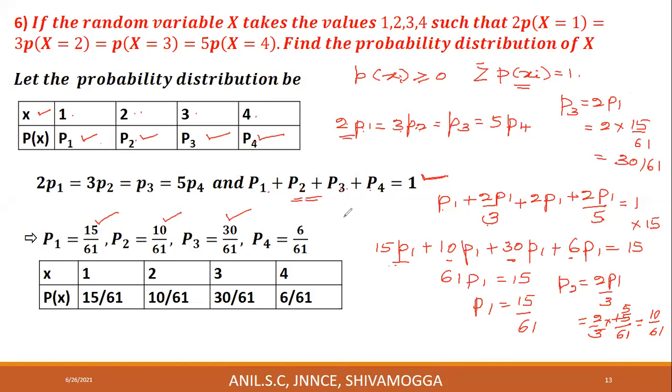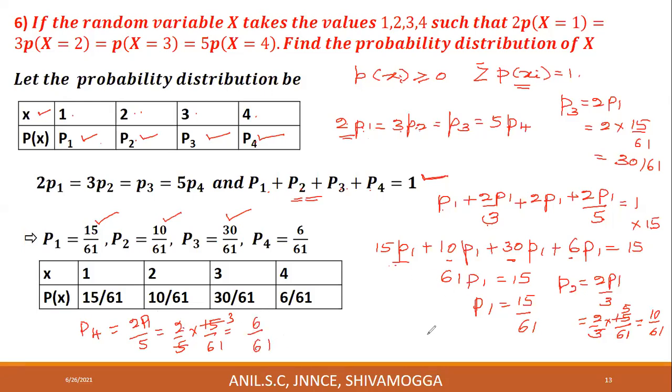Last, p4. 5p4 is equal to 2p1. Therefore, p4 is equal to 2p1 divided by 5. This is equal to 2 by 5 into p1, and p1 is 15 divided by 61. Simplify this. 15 is exactly divisible by 5. How many times? 3 times. 3 into 2, 6 divided by 61.